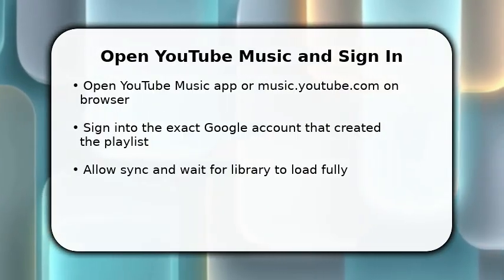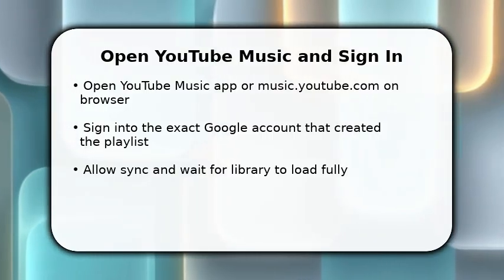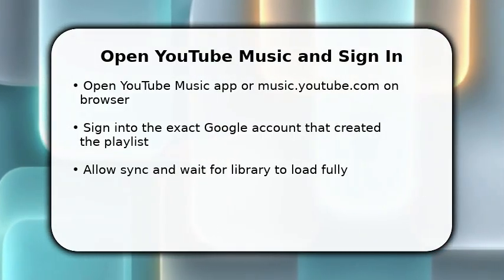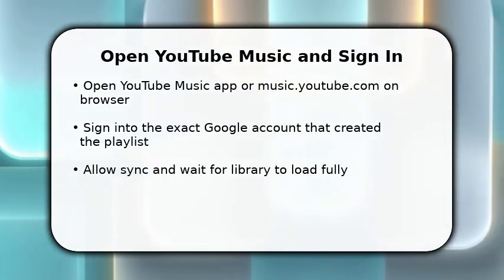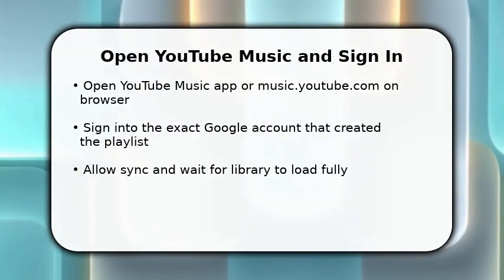Now tap Library immediately and choose Playlists to start. This first move narrows results, so you won't search across mixes or liked songs by mistake. It's quick and saves time when you're looking for a specific playlist.